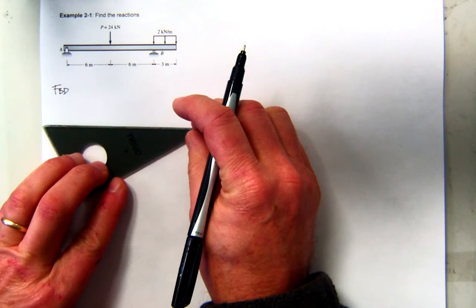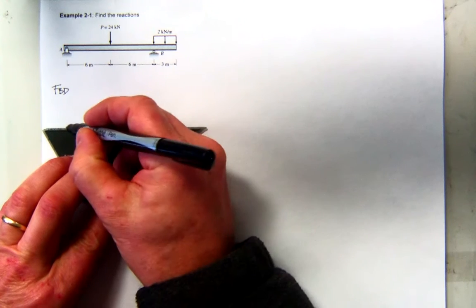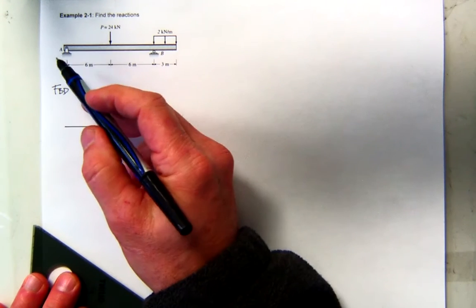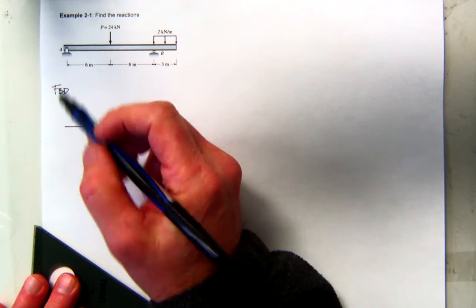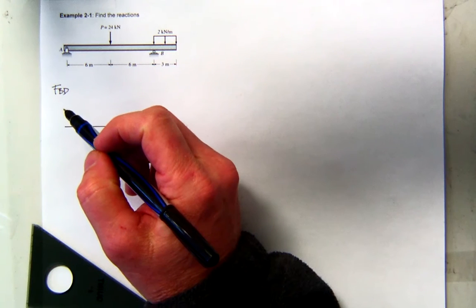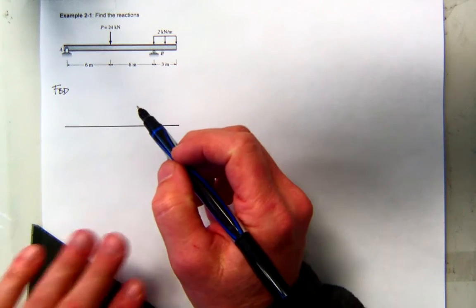So I'll start with the geometry. I'll replace the beam with a line that has the same length. And then I'm going to decide how I'm going to model this reaction or this support condition at A. Now we know it's a pin, so what is a pin? How many unknowns at a pin? Yeah, we've been counting these up for our determinacy problems.